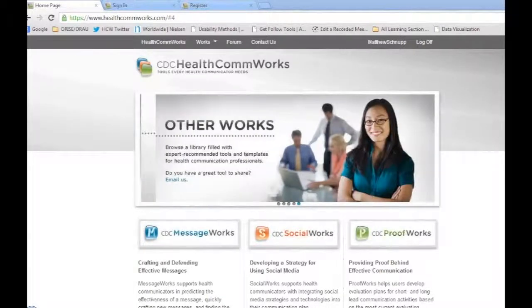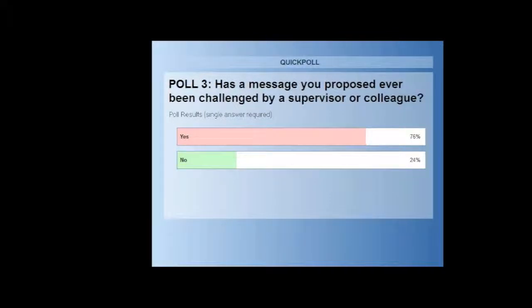Okay, so we had about 80% voting, and let's see, I'm going to make sure you can see that. Good. There it is. And this is pretty consistent with what I've found in other webinars that we've hosted. Anywhere between 3/4 or 2/3 of the audience usually has had a situation where a message that they've created has been challenged in some way.